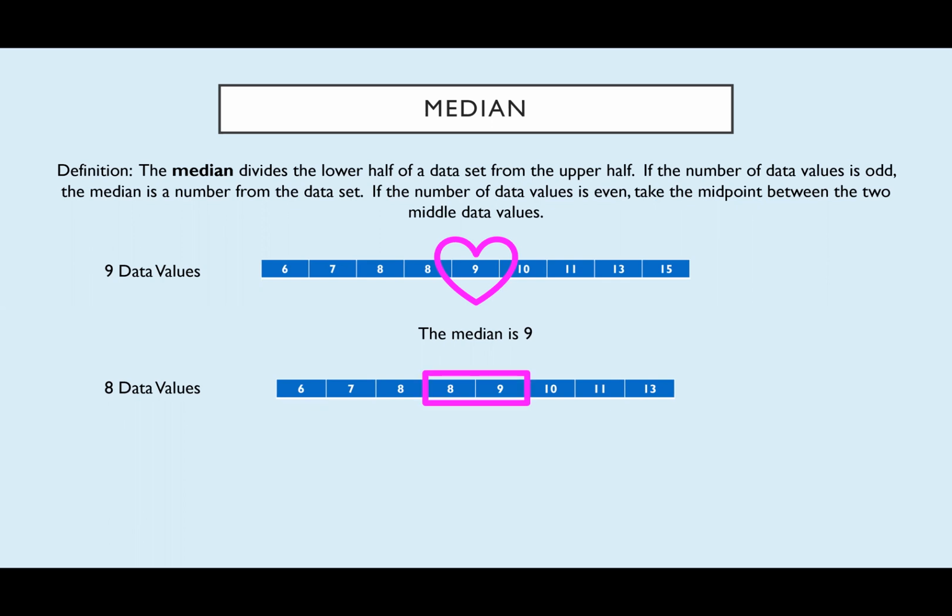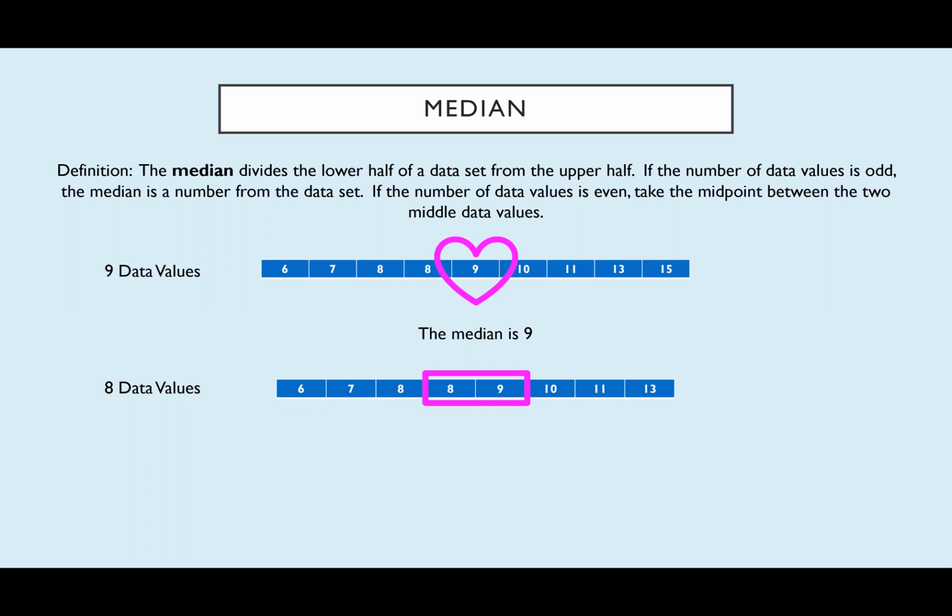When we have only 8 data values, we can't select a data value from our list because it wouldn't be in the middle. If we chose the 8 on the left of that pink box, we would have 3 values to the left, but 4 values to the right.